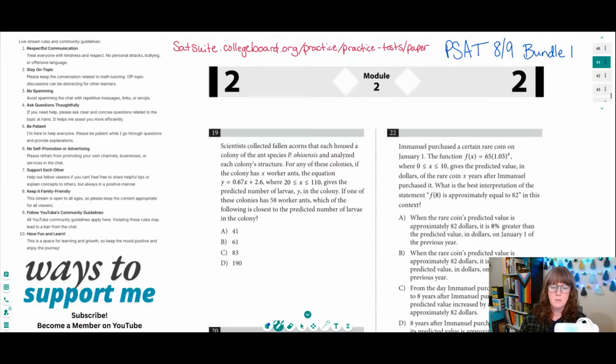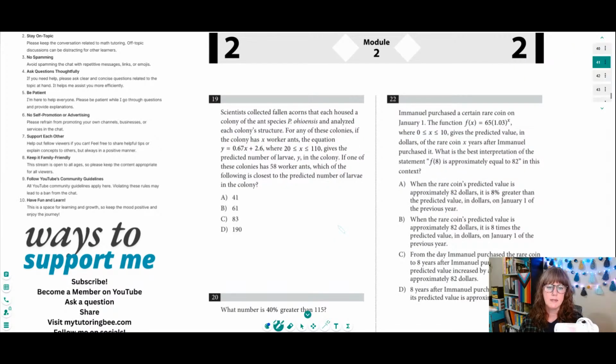So we're going to start on number 19 here. Scientists collected fallen acorns that each housed a colony of the ant species Ohioensis, I don't know if that's right, and analyzed each colony's structure. For any of these colonies, if the colony has X worker ants, the equation y equals 0.67x plus 2.6, where 20 is less than or equal to X, which is less than or equal to 110, gives the predicted number of larvae Y in the colony.